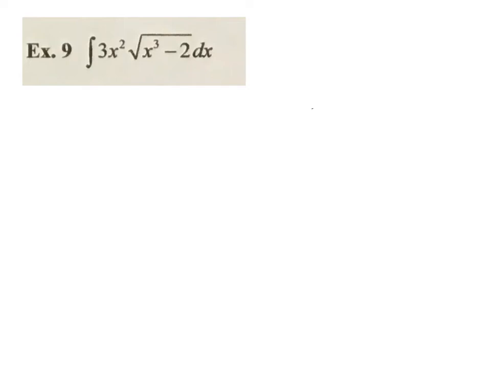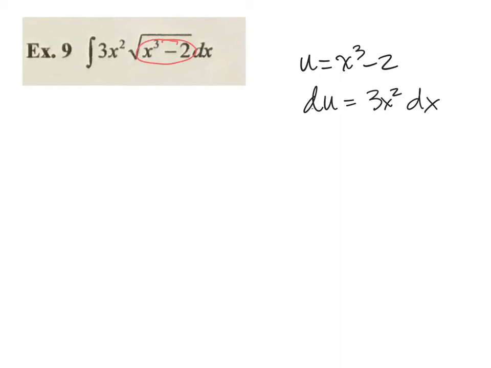In example 9, let's let u be x to the third minus 2 and see what happens. So if u is x to the third minus 2, then du will be 3x squared dx. All right, so this will be pretty straightforward. We're going to replace x to the third minus 2, that's going to be u. And then 3x squared dx, all of that can be replaced with du.